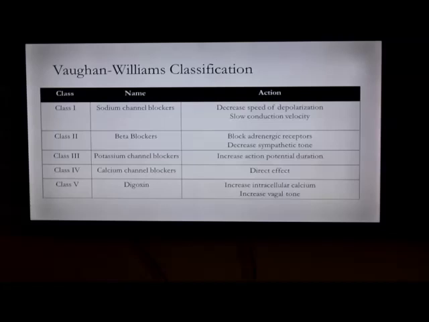So class 1 is sodium channel blockers. Class 2 is beta blockers. Class 3 is potassium channel blockers. Class 4 is calcium channel blockers. Class 5, they actually add in everything: digoxin, atropine, adenosine, all of it is added in class 5.